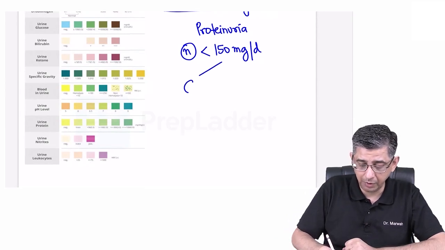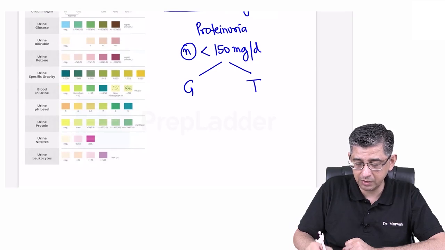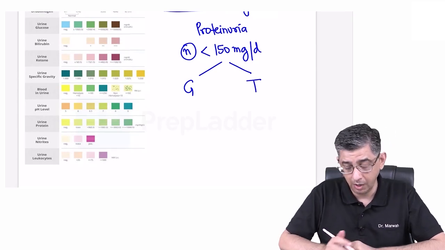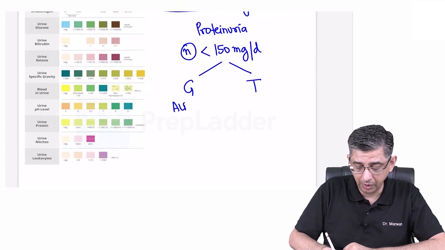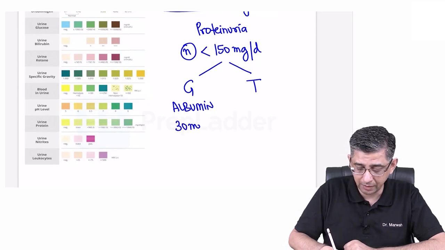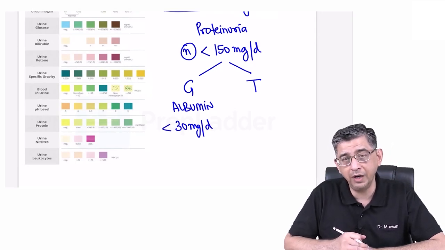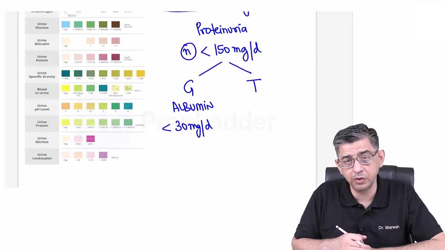Some of this is going to be coming from the glomerulus, some of this is going to be coming from the tubules. When it comes to the glomerulus, the major protein that would be coming is albumin. The amount of this would usually be less than 30 milligram per day, which means that the remaining 120 milligram is going to be coming from the tubules.